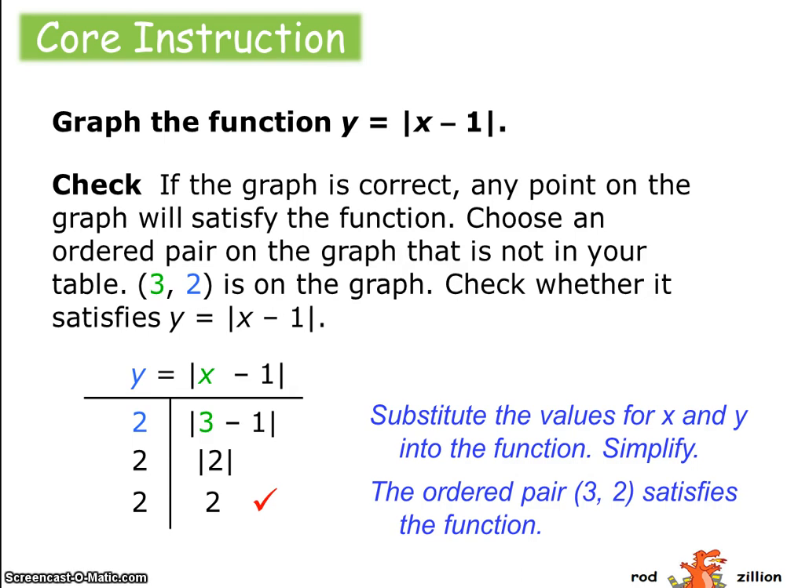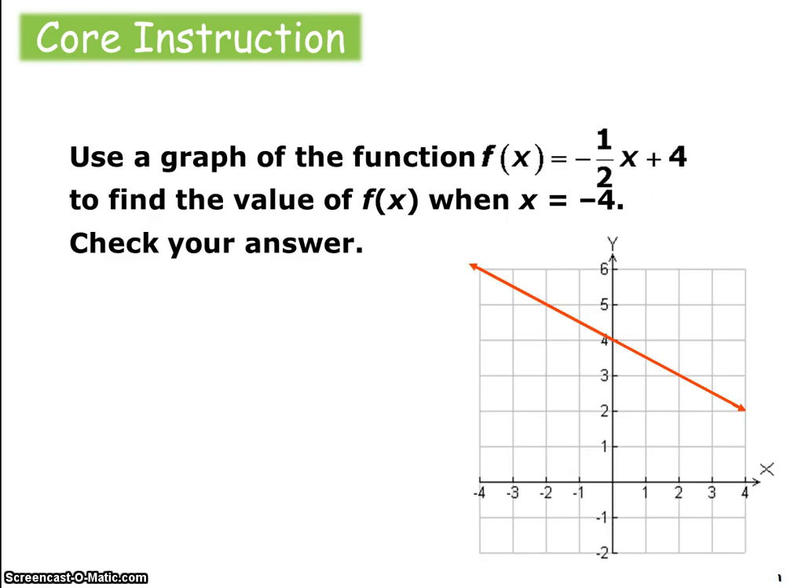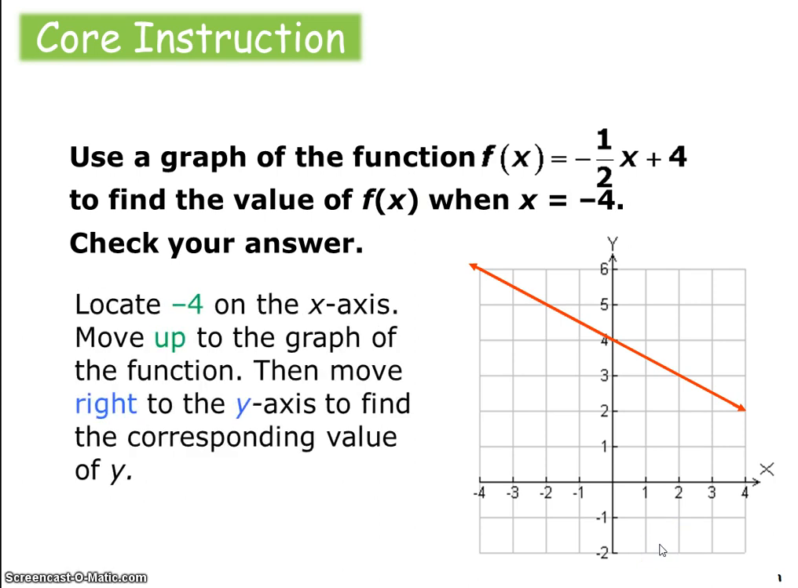Likewise, if I were to give you a graph and I wanted to use the graph of the function -1/2 x plus 4 to find f of x when x is -4, I can use the graph by locating -4 on the x-axis, that's right here, and finding the subsequent value that goes along with -4. So when x is -4, it appears y is 6. So you can find solutions in that manner if given the graph of the function.